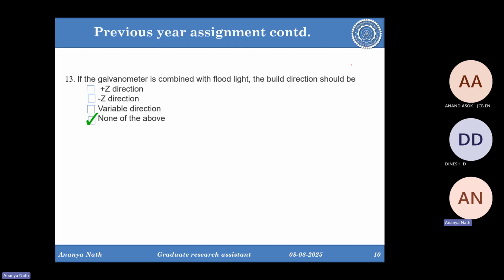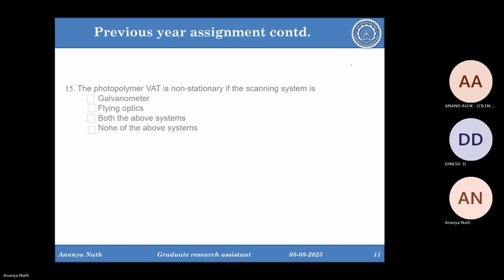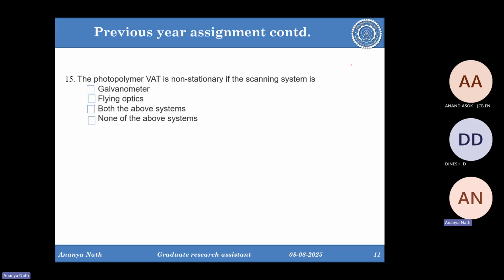A galvanometer is a tool with multiple mirrors, and how the mirror reflects the UV light reaches the resin. It's a bunch of mirrors, so I can't show you here because I don't have any picture of it. Sir has demonstrated how the mirror works, so you will see. The scanning system used by robotic SLA is flying optics. The photopolymer VAT is non-stationary if the scanning system is none of the above.